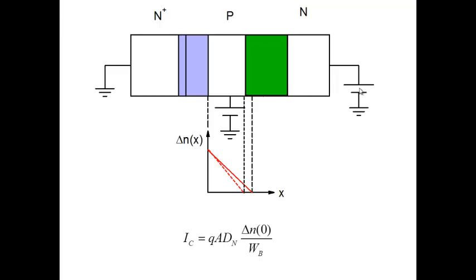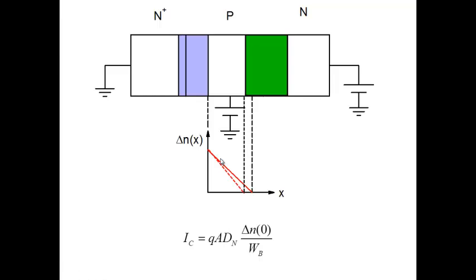We are changing the collector voltage, so depletion width extends. And wherever the edge of the depletion width is, we are saying the carrier density there is negligible. So with that in mind, the slope here changes. And as the slope changes, the collector current, QADN delta N0, remains the same. What has happened is the effective base width has become smaller, and therefore we get a larger current. Right? So that's the phenomenon that we are talking about.